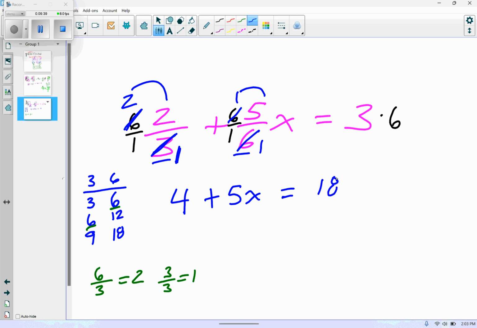So the pink original problem versus the blue problem that's now on the board are the same problem. It's just this one doesn't have a fraction. This one looks a lot friendlier to try and work out than this.